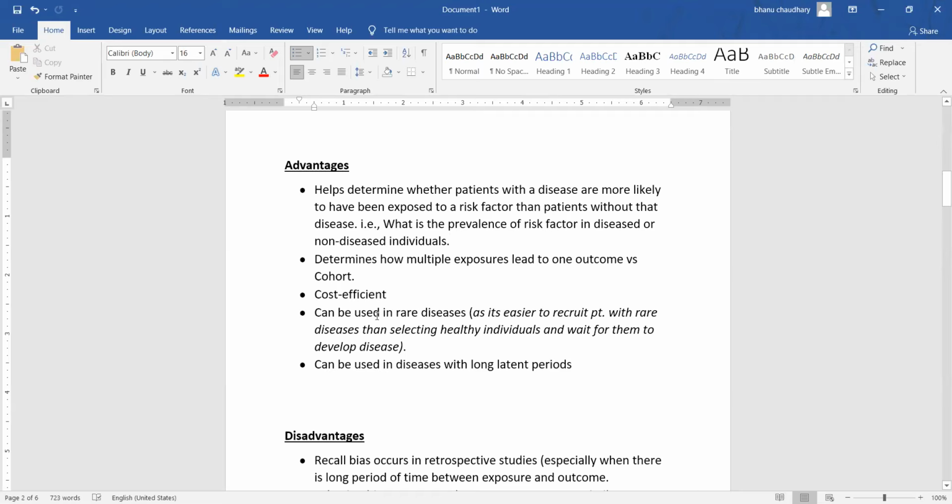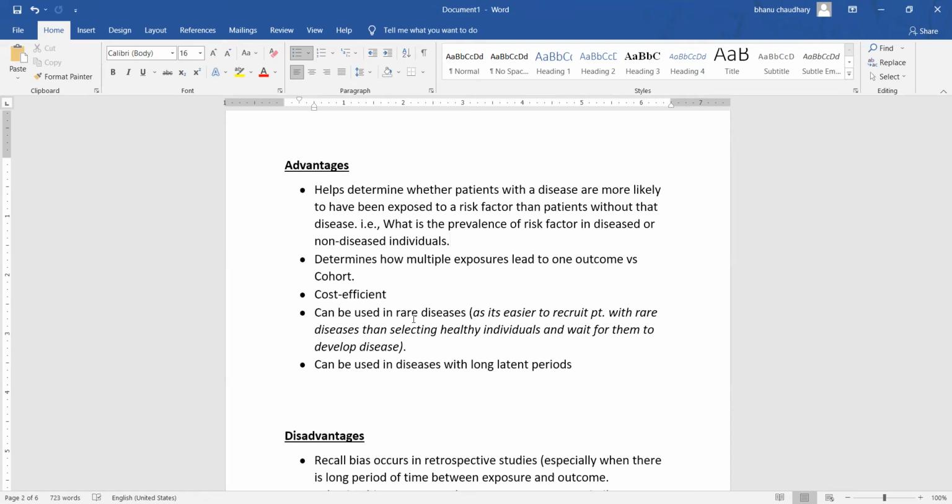Okay, and it can also be used in case of rare diseases, like a disease which exists in one individual out of 1 million individuals. So you cannot just select healthy individuals and follow them over time to see if they develop the disease. You would need to select at least 1 million people for one to get the disease, so you cannot use a cohort study for that.